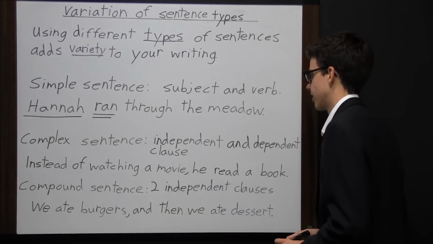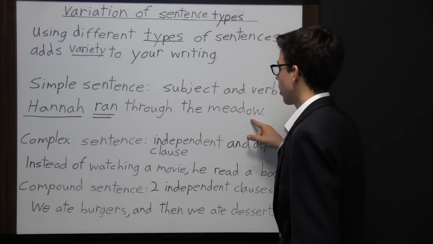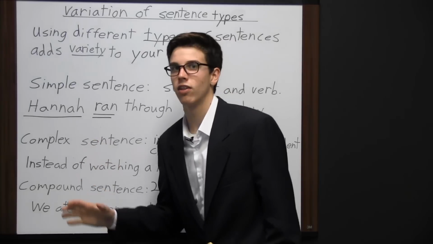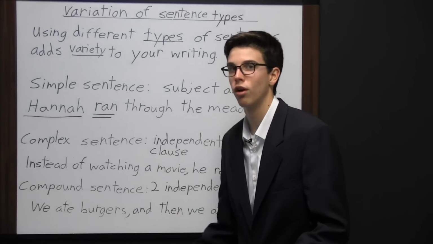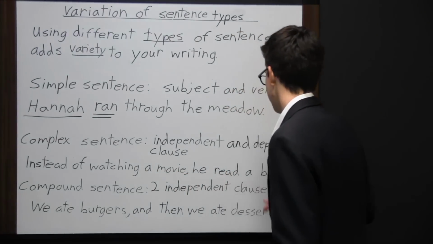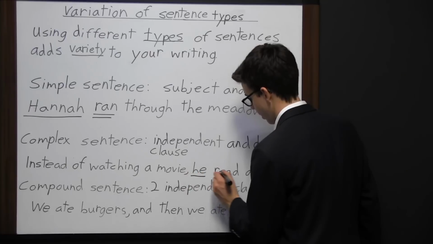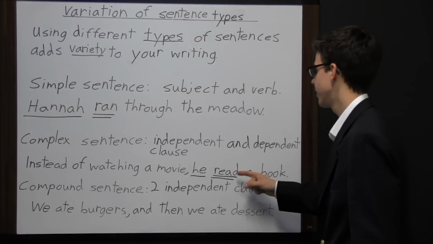Then we have a complex sentence, which is an independent and a dependent clause. So I call this an independent clause because it can stand alone. It has a subject and a verb, so it's a sentence. It doesn't need anything else to make it more of a sentence. And so this says, instead of watching a movie, he read a book. So here we have a subject, he, and a verb, read. Now, he read a book could be a sentence alone. So that's the independent clause.